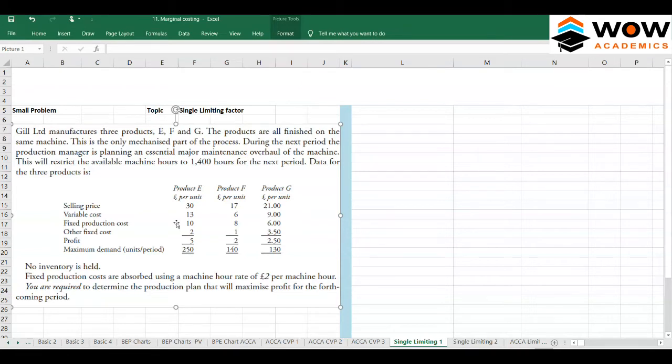The limiting factor is the resource which is not available in a large quantity. So we have to find out which product is most profitable in terms of the shortage, and that is the product we have to produce. We'll first go through this problem and get an idea.